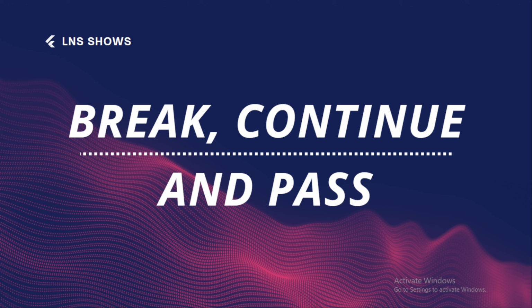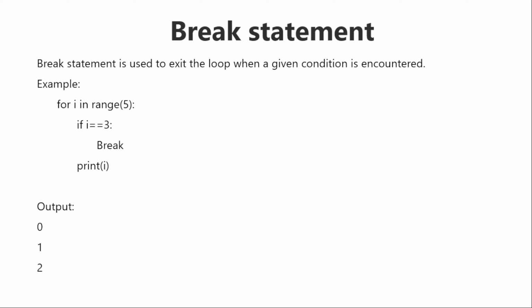In today's session, we will be discussing Python loop control statements, which are break, continue and pass. First, we can take the break statement. The break statement is used to exit the loop when a given condition is encountered. If a given condition is true, then the break statement will exit the loop. So that is the description of the break statement.